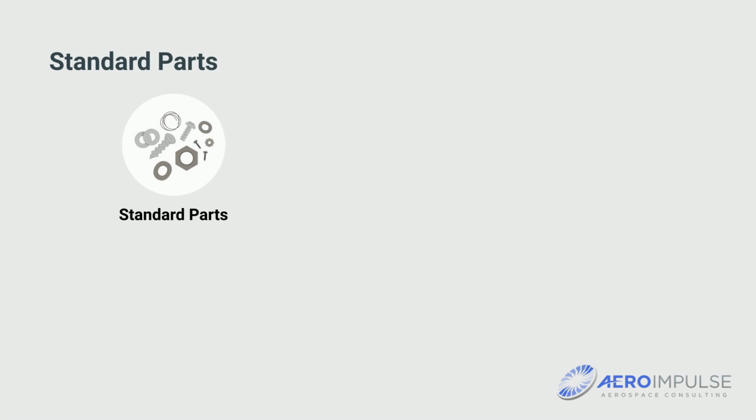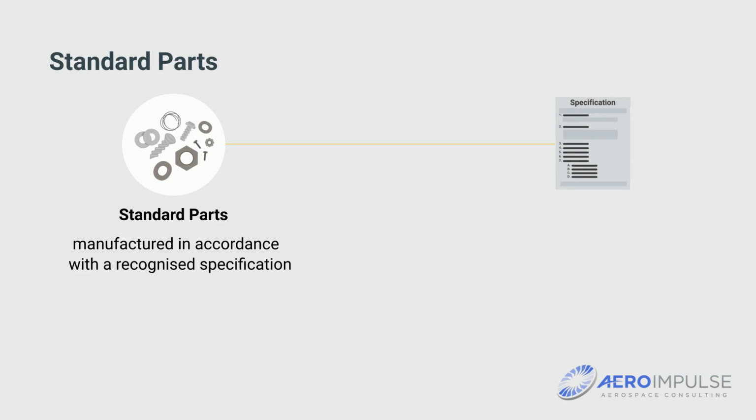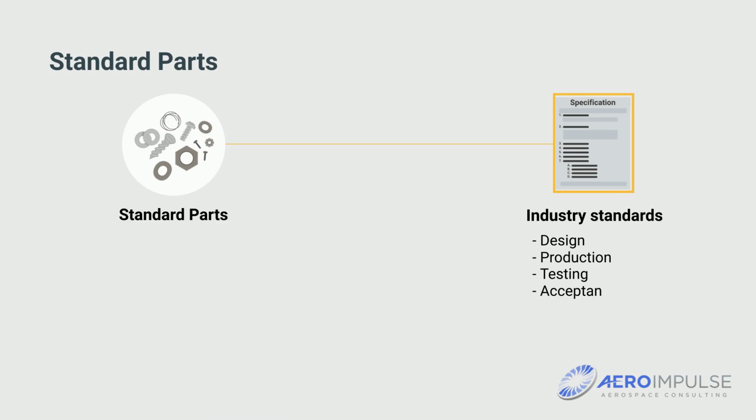Standard parts have been manufactured in accordance with a recognized specification. They are usually recognized as industry standards and are based on fixed criteria for design, production, testing, acceptance, and marking. Examples are EN or SAE, as well as parts according to ASTM or ANSI.